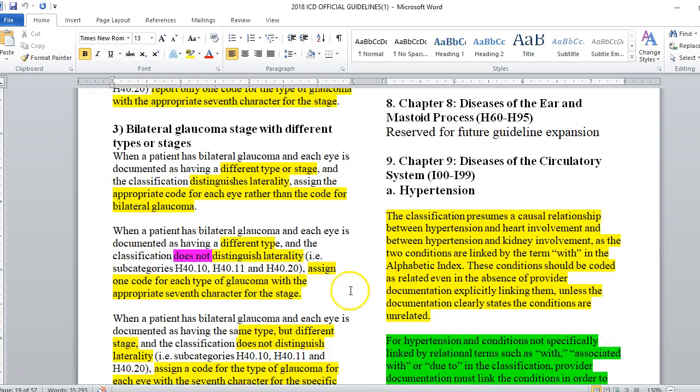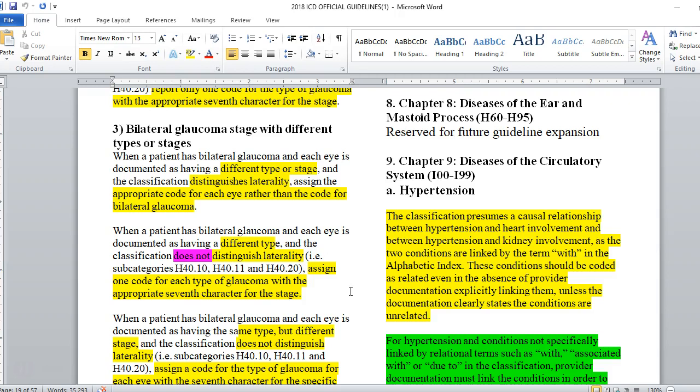But going on, when a patient has bilateral glaucoma and each eye is documented as having a different type or stage, and the classification distinguishes laterality, assign the appropriate code for each eye rather than the code for bilateral glaucoma. So again, different types or different stages, as long as there's a code for each one, just make sure you're matching up the right eye with the correct diagnosis of glaucoma and the left eye with the correct diagnosis of glaucoma. So again, we want to make sure that if they're different, we code for each one.